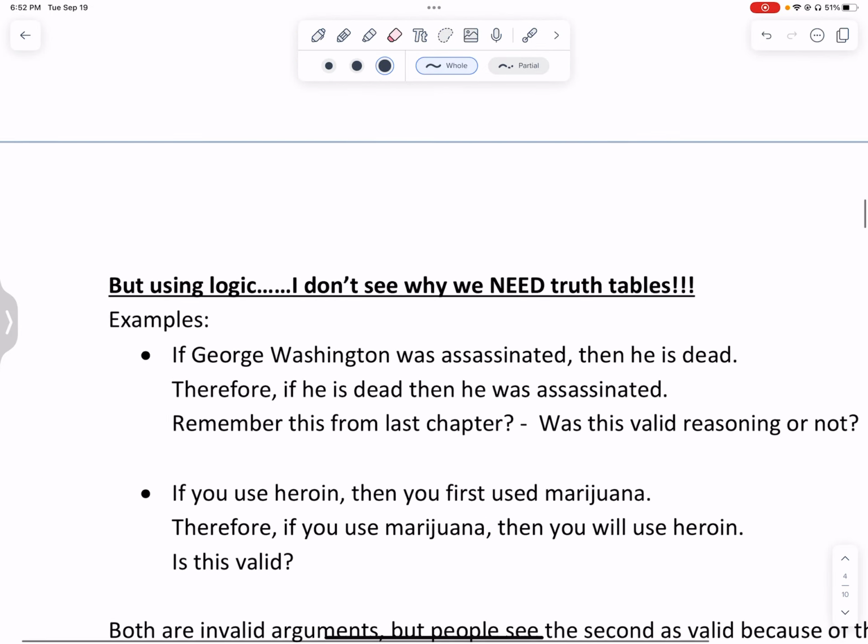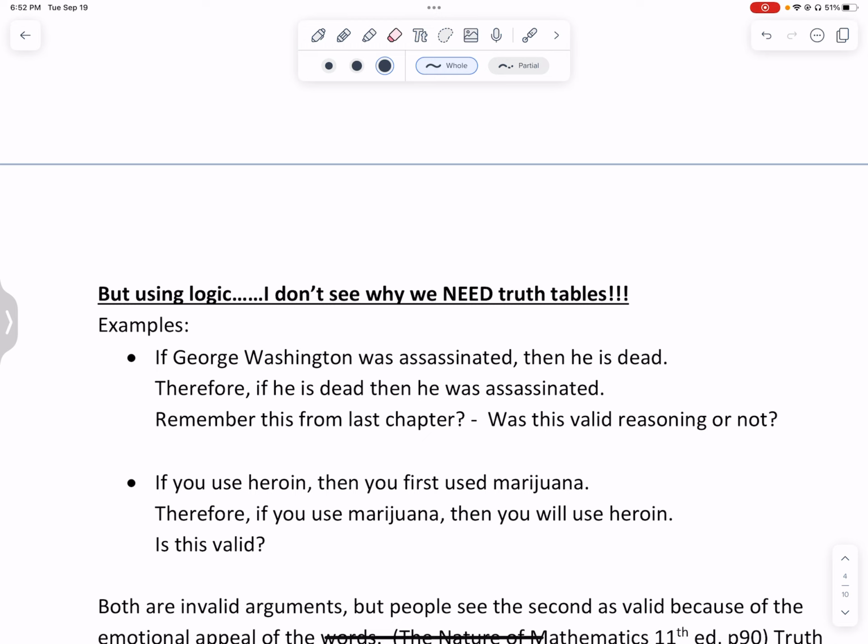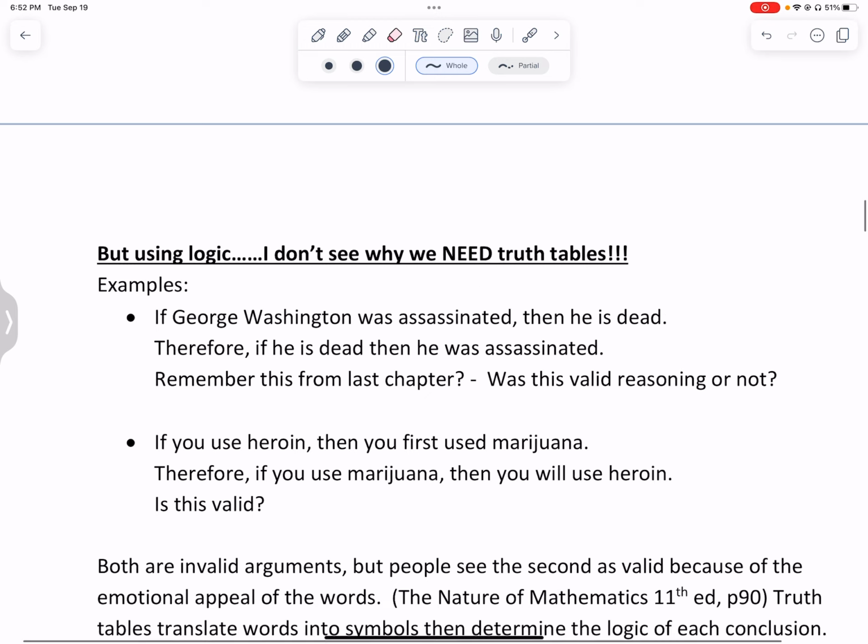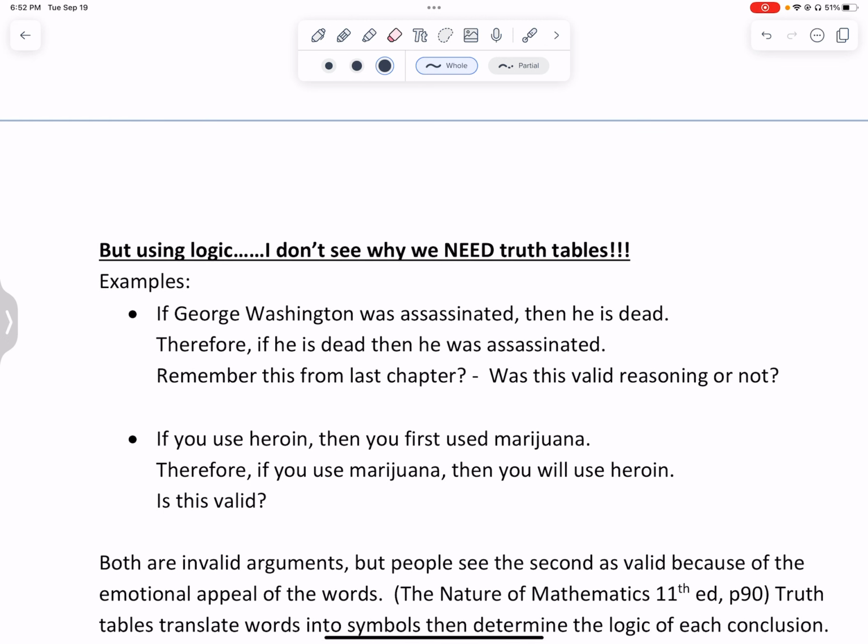Okay, but using logic, I don't see why in the world we need truth tables, Miss Kitts. Okay, well, we need to learn truth tables so that we can figure out if we have valid reasoning or not. If George Washington was assassinated, then he's dead. Therefore, if he's dead, he was assassinated. Okay, so that was from last chapter, and we said no, that's not valid. So, not valid.